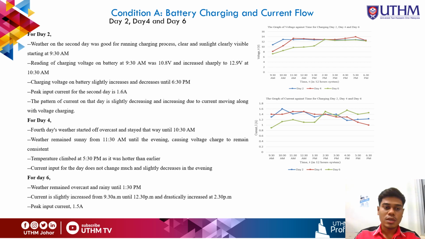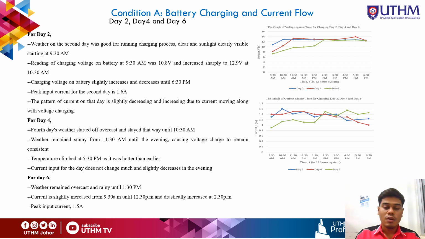The reading of charging voltage on the battery at 9:30 a.m. was 10.8 volt and increased sharply to 12.9 volt at 10:30 a.m. Next, the charging voltage on the battery slightly increases and decreases until 6 p.m., as stated on the graph. The peak input current for the second day is 1.6 ampere. The pattern of the current on that day is slightly decreasing and increasing, moving along with the voltage charging.